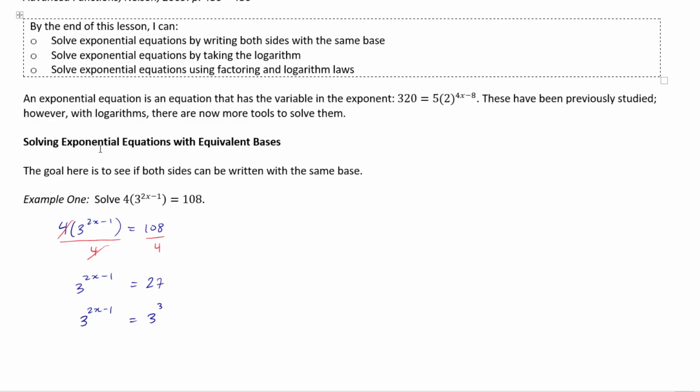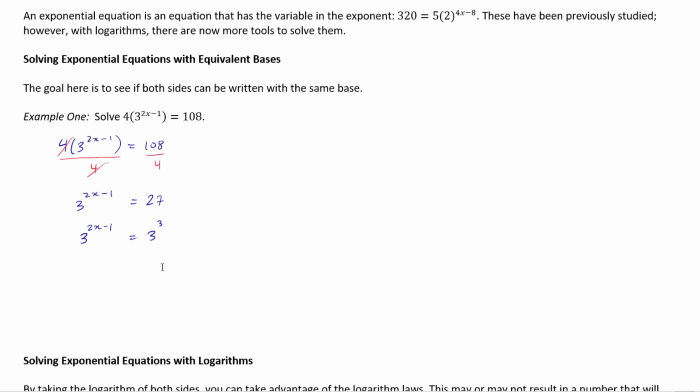So now that we have equivalent bases on both sides of the equation, we can equate the exponents. And so we will say, therefore, 2x minus 1 is equal to 3. Bring the 1 over to the other side. 2x is equal to 3 plus 1, or 2x is equal to 4. And then divide both sides by 2, to isolate the x. We end up with x is equal to 2.